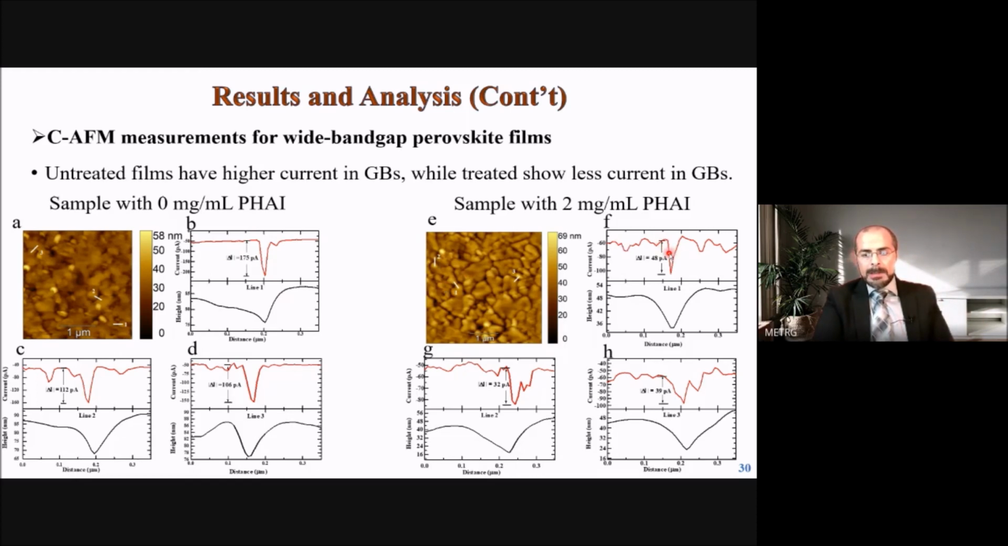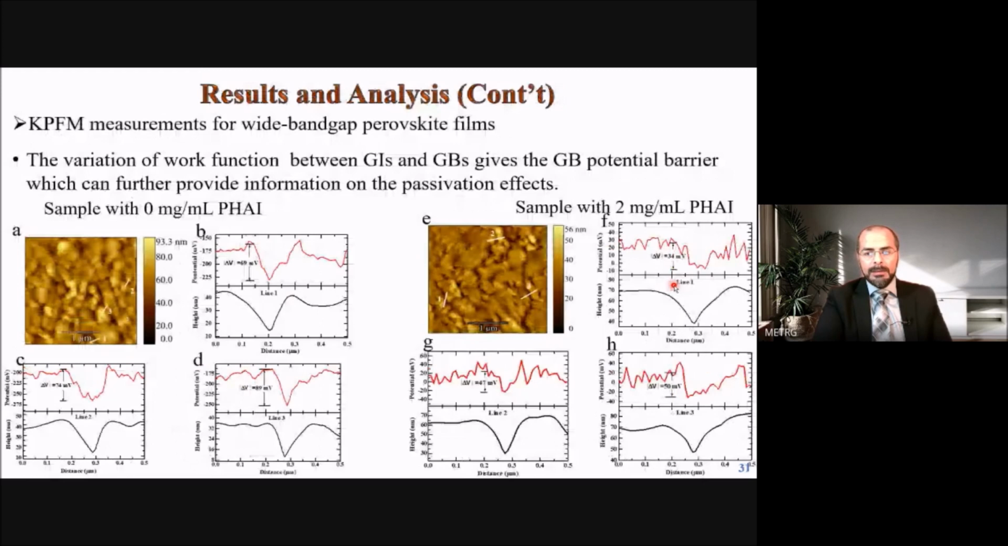And the value was much less than the value from the control cells. That tells us that we have improved the performance of the cells. We don't have much trap density between the grains. So the charge carrier can go very easily from one grain to another grain.